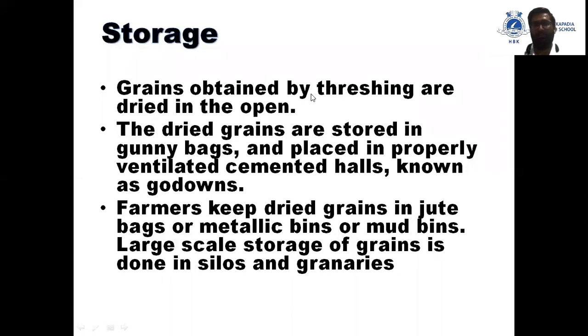Now, storage of grains. Grains obtained by threshing are dried in the open field. The dried grains are stored in gunny bags and placed in properly ventilated cemented halls known as godowns. Farmers keep dried grain in jute bags or metallic bins or mud bins. Large scale storage of grain is done in silos and granaries.